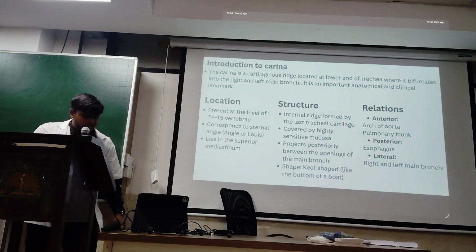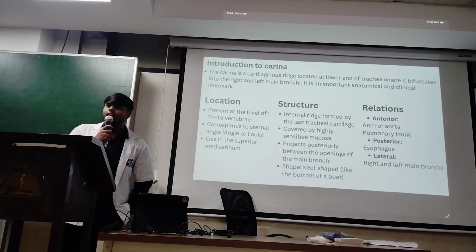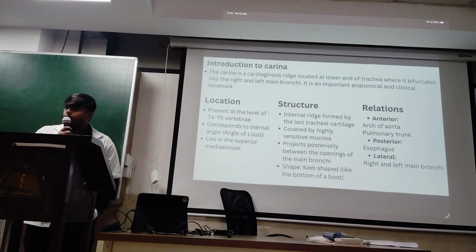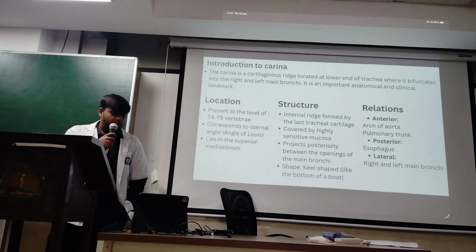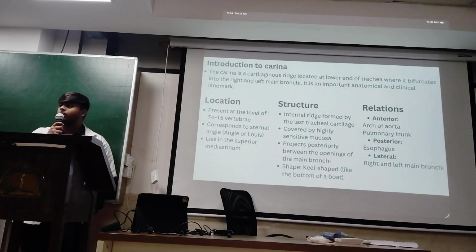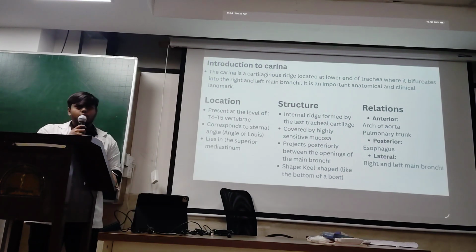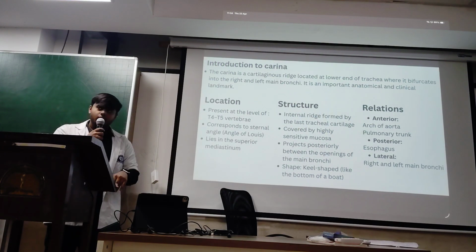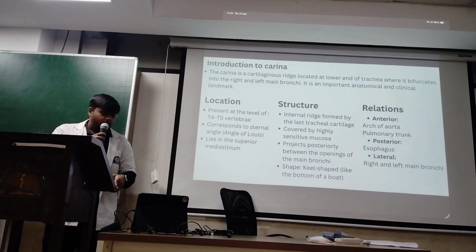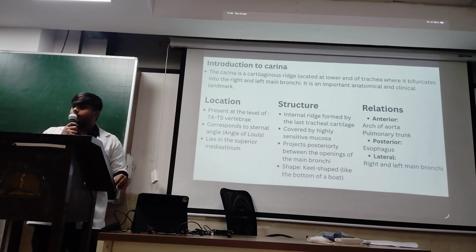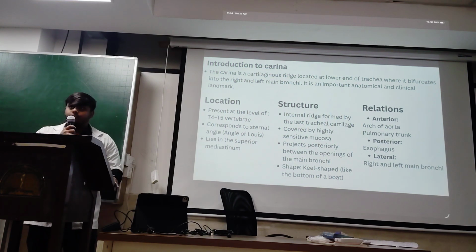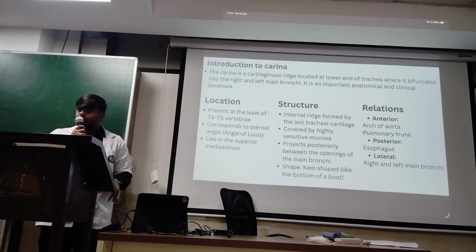Carina is a cartilaginous ridge located at the lower end of the trachea, where it bifurcates into the left and the right main bronchi. It is one of the most important anatomical as well as clinical landmarks. To be precise, it is present at the level of the T4 to T5 vertebrae, and it corresponds to the sternal angle or the angle of Louis, and it lies in the superior mediastinum.